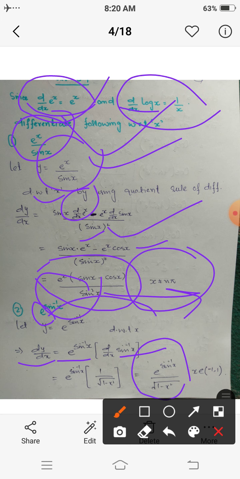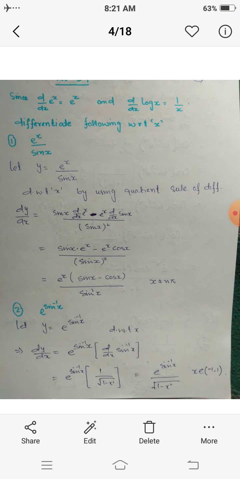But this derivative is again a function, and it should be defined. So it is defined only when x belongs to the open interval (minus 1, 1), because if we put x equal to 1 or minus 1, the denominator is 0, so the function is not defined. Similarly, for points less than minus 1 or greater than 1, the denominator becomes the root of a negative number. You know that in real numbers, the root of a negative is not defined. So this derivative is defined only when x belongs to (minus 1, 1), or it is valid only in this interval.